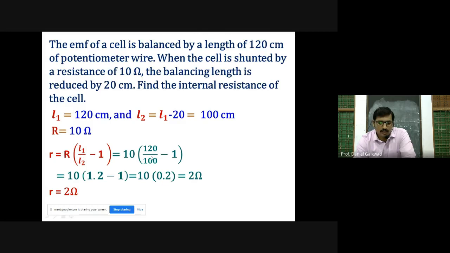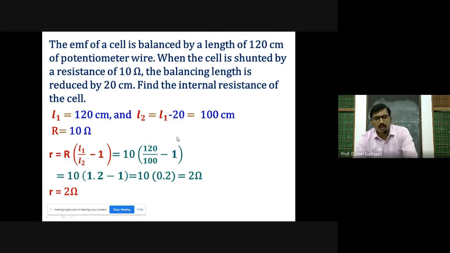Now the next part is very easy. You know the formula: internal resistance small r is equal to capital R into (L1 upon L2 minus 1). That is the third application of potentiometer. To find the internal resistance of a cell using potentiometer, we have this formula. Now by replacing the values, 10 into (120 divided by 100 minus 1), that is 1.2 minus 1, so 10 into 0.2, that is 2 ohm. So we obtain the internal resistance is equal to 2 ohm.